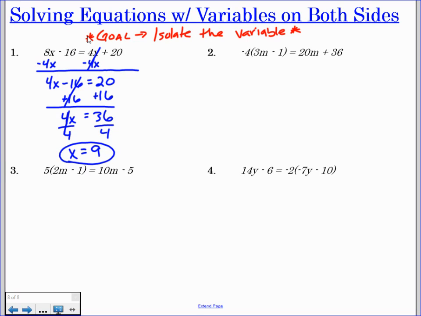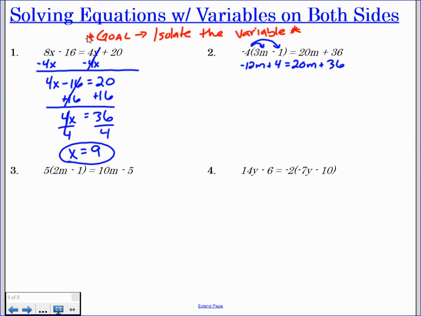Next one, number 2, I see parentheses here. So before I do any moving things around, I need to make sure that both sides of my equation are simplified as much as possible. So that's going to leave me with negative 12m plus 4 equals 20m plus 36. Don't forget, a negative distributed into subtraction will end up being a positive 4.